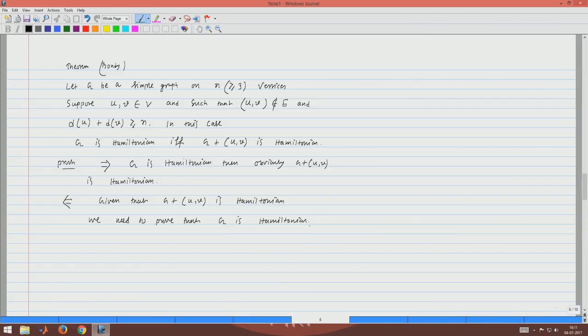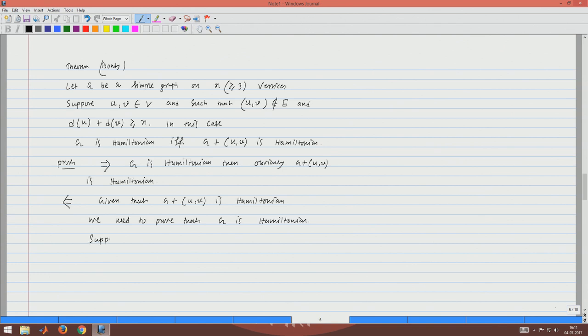So, you are removing a specific edge from the graph. Then after removing an edge, the graph might not remain Hamiltonian. So, you need to prove this, it is a non-trivial part. So, we will prove this part now. We need to prove that G is Hamiltonian. So, this proof is again by contradiction.